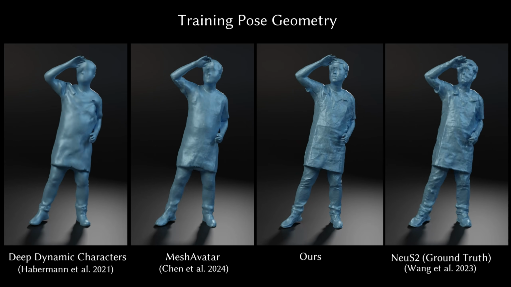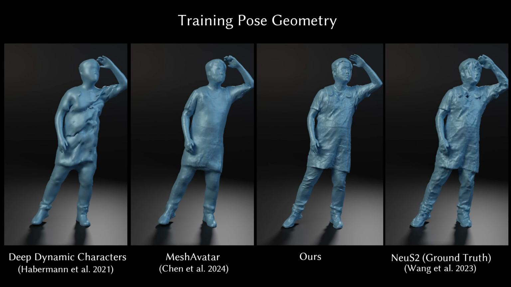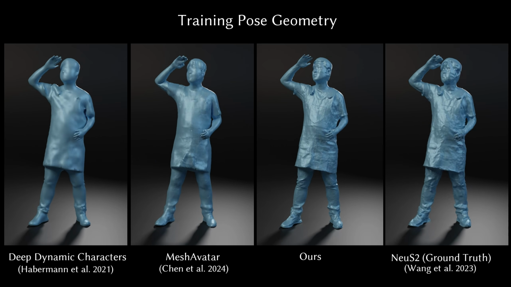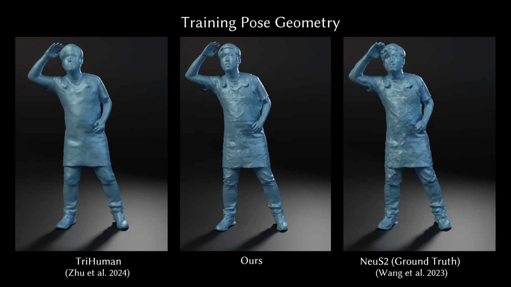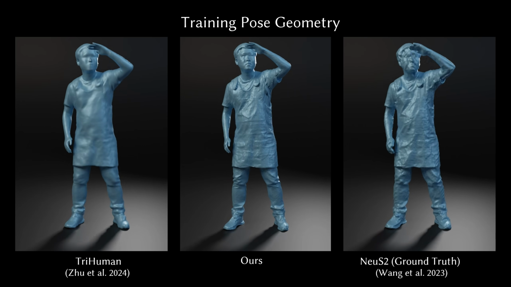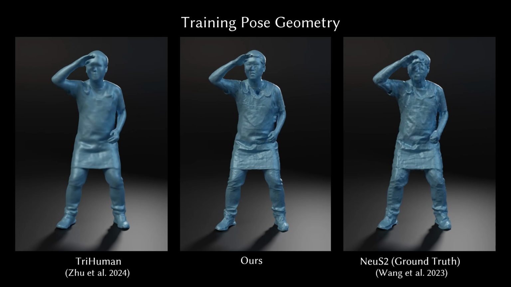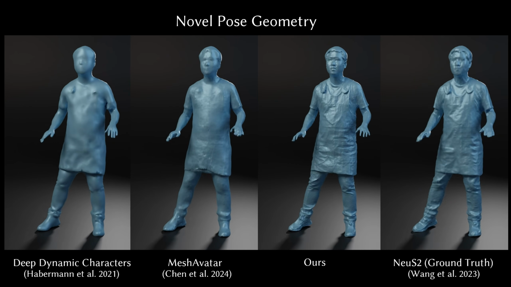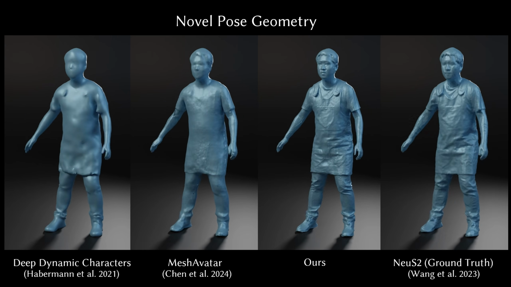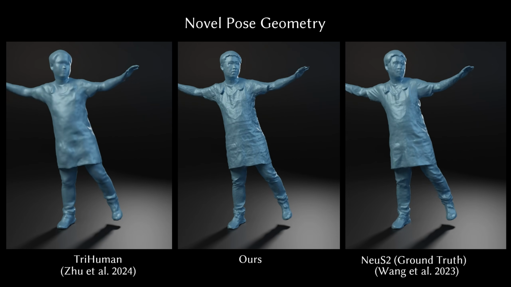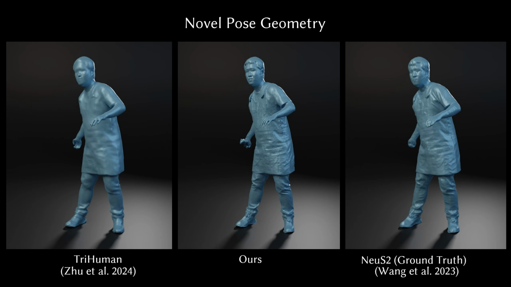Given novel pose inputs, our method synthesizes geometry with richer, more realistic wrinkles. The generated result has higher consistency and visual fidelity than NeuS2 trained separately for each frame. Tri-Human, though capable of synthesizing some motion-aware wrinkles, fails to reproduce finer-level, detailed deformations. Our approach achieves substantially higher fidelity in synthesizing motion-aware wrinkles compared to Tri-Human.